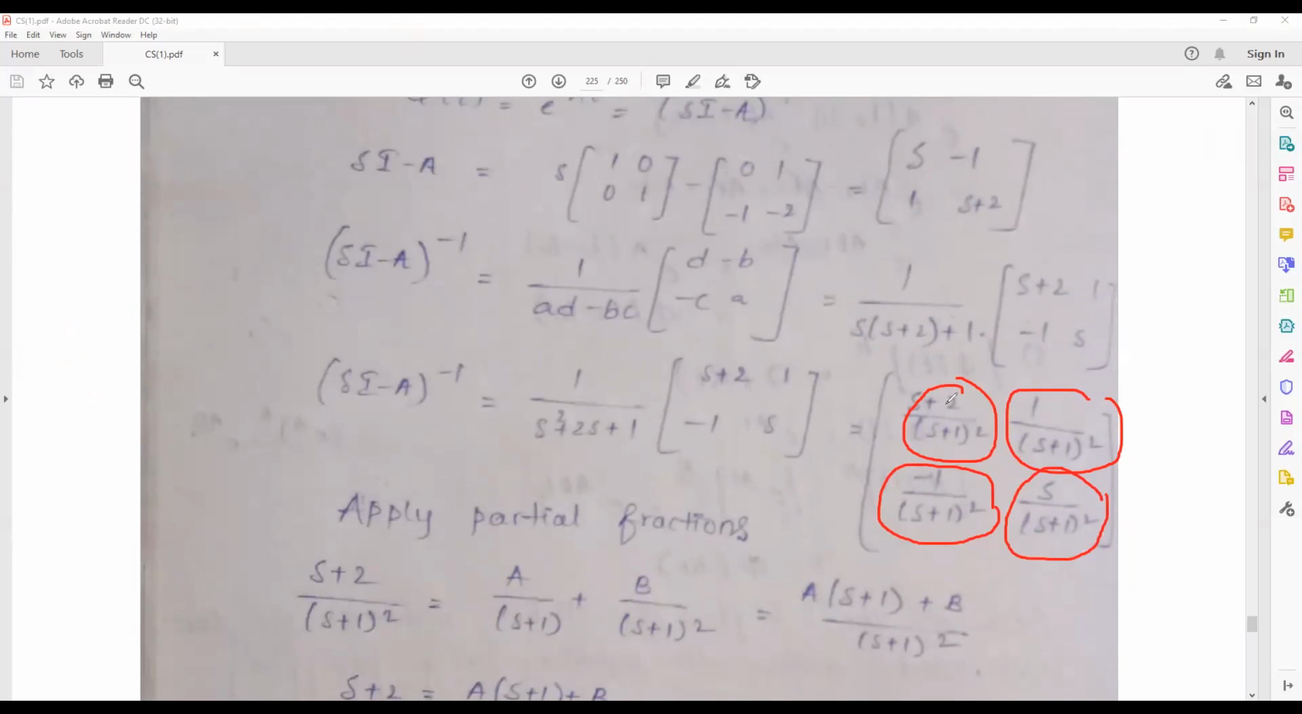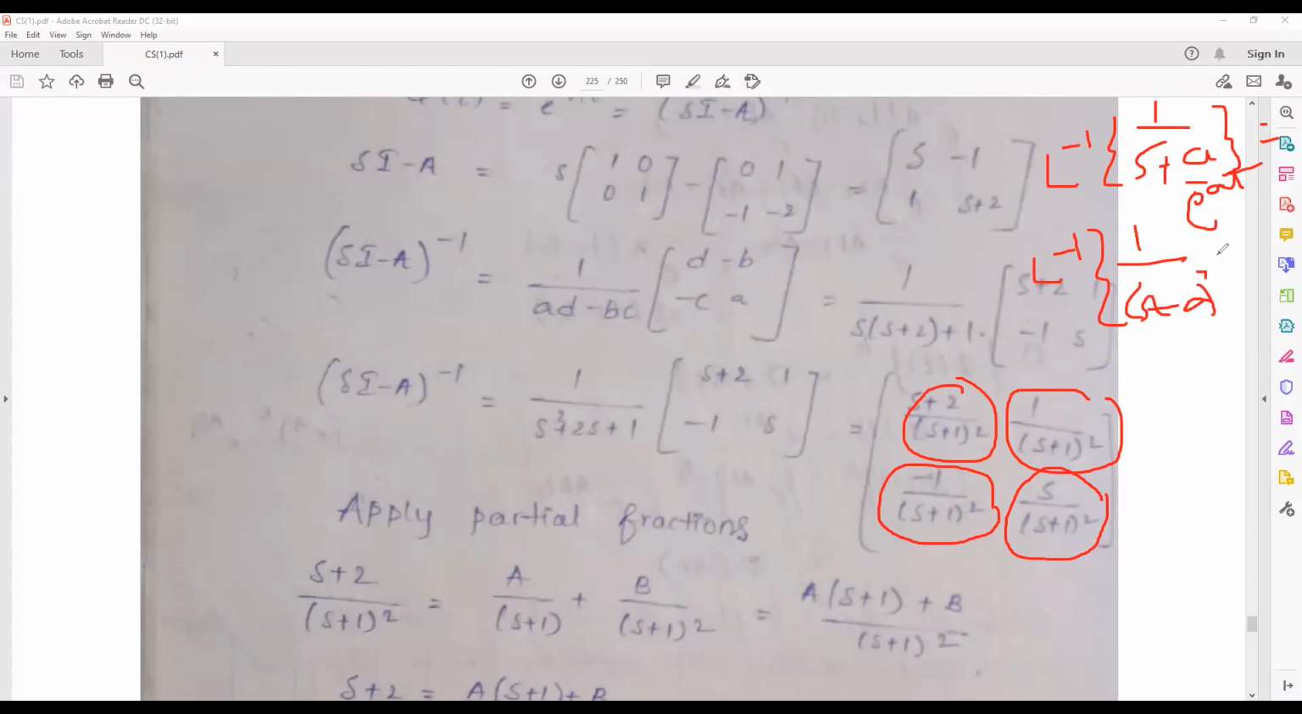So the Laplace inverse of 1 by s plus a, the formula is e power minus at. The Laplace inverse of 1 by (s plus a) whole square is t into e power minus at.